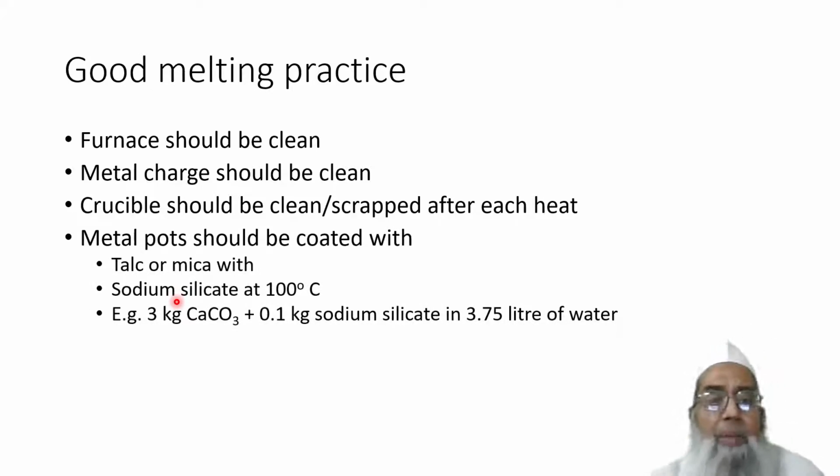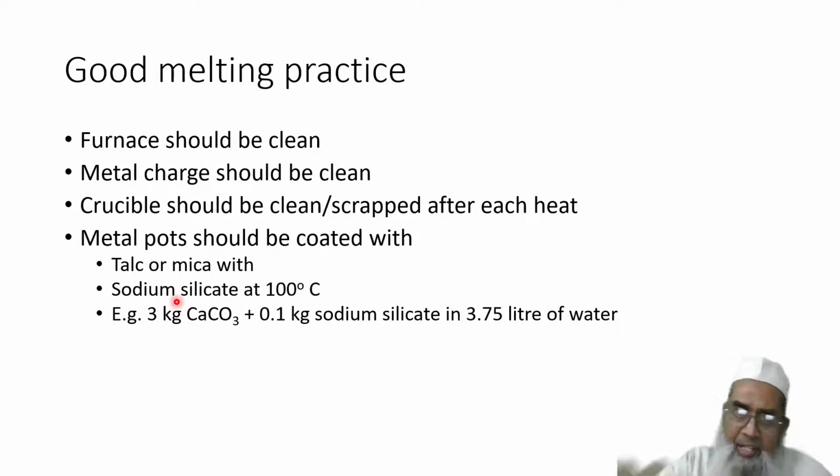And therefore, metal parts, generally steel or cast iron parts, should be coated with talc and mica so that they may not contaminate the melt. For example, sodium silicate at 100 degrees centigrade could be coated so that the surface of the part is protected. For example, 3 kg of calcium carbonate plus 0.1 kg of sodium silicate in 3.75 liters of water should be coated and heated up to 100 degrees centigrade so that it is moisture free.